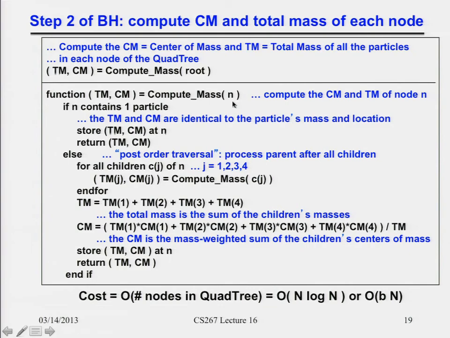The first thing I ask is, am I a leaf? Do I contain one particle? In that case, I know everything I need to know. I know one particle. I know its mass and center of mass. And that's what I return. Otherwise, here's the post-order traversal.